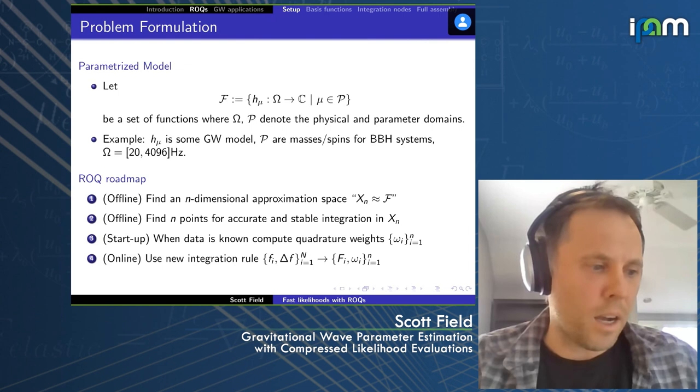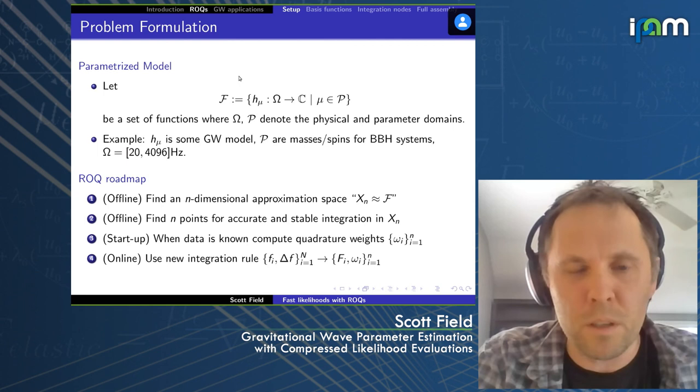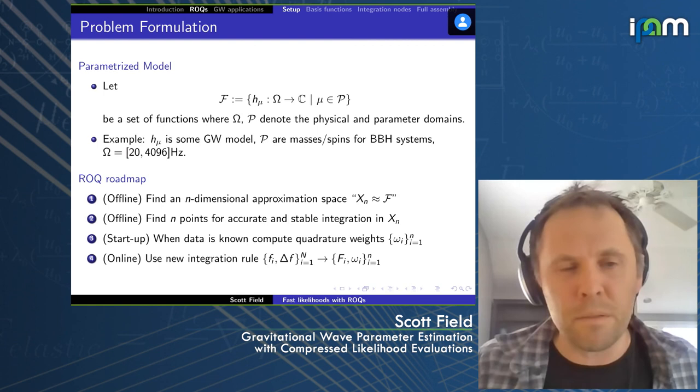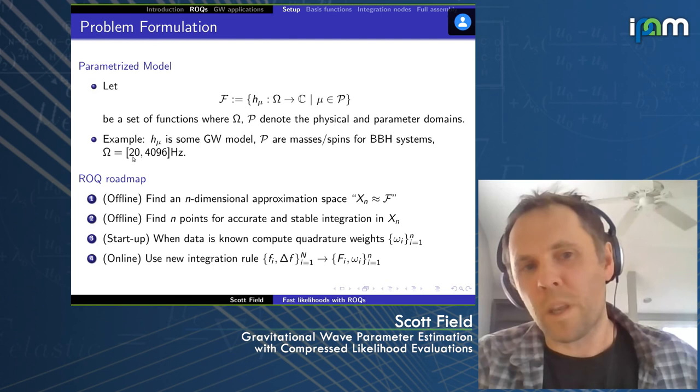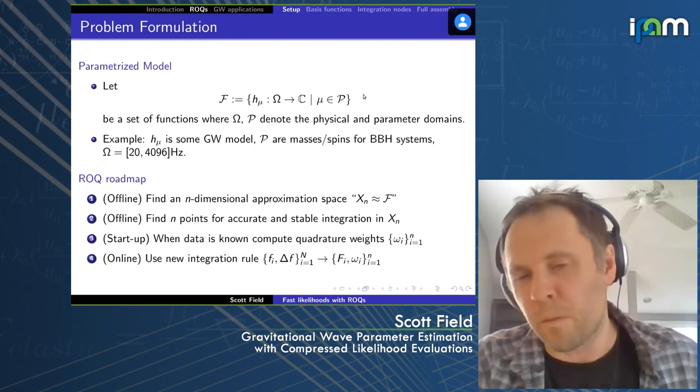Okay, so here are sort of the steps for this. This calligraphic F here won't appear too much in the talk, but it helps streamline some of the equations that are coming next. This is basically just saying we have a set of functions, our parameterized model. It's probably better to just think of a concrete example. Our functions may be defined on 20 hertz to 4096. And for this parameter domain, we have to choose masses and spins.